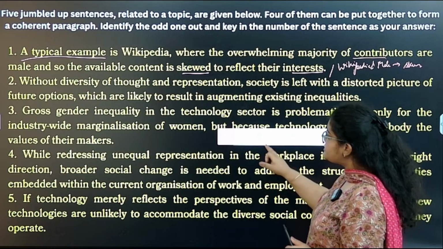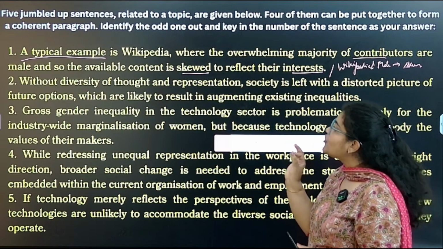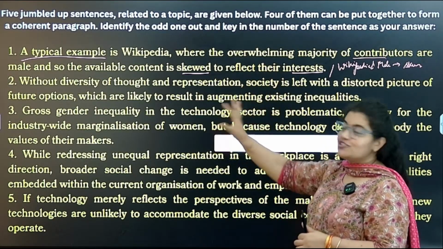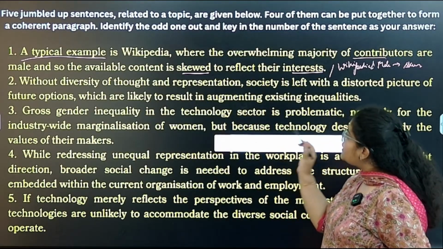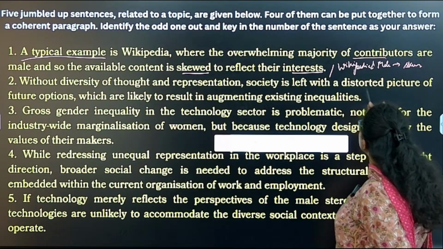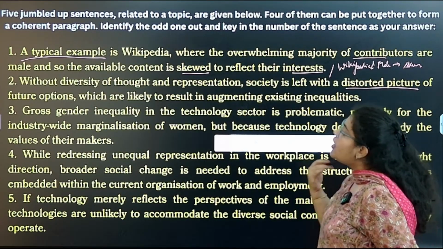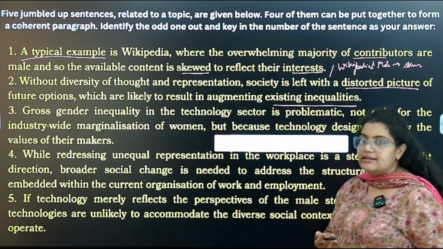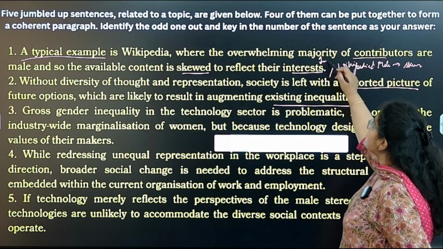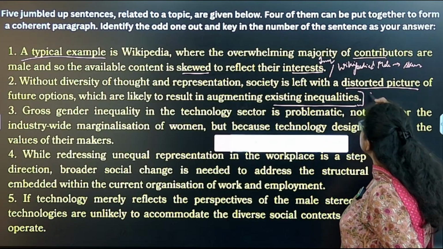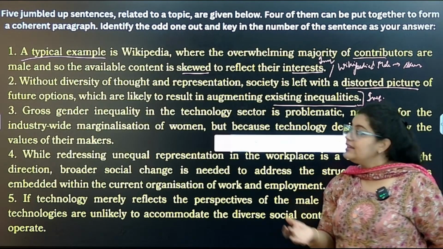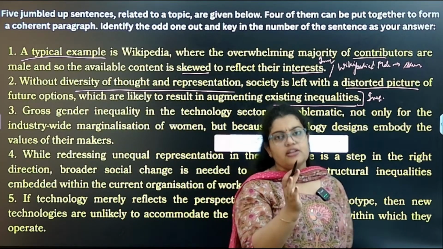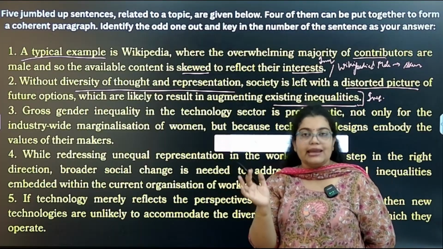Let's go to the second sentence now. Without diversity of thought and representation. Now we can have a sigh of relief that we are understanding what is written. So without diversity of thought and representation, society is left with a distorted picture of future options which are likely to result in augmenting existing inequalities. Now this sentence is also talking about some sort of inequality, and it is also saying without diversity of thought and representation. So somewhere we can see that 1 and 2 are aligned to a common idea.